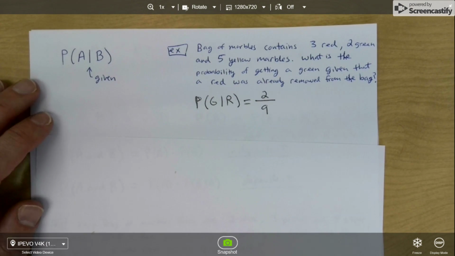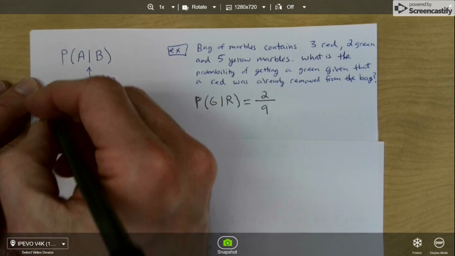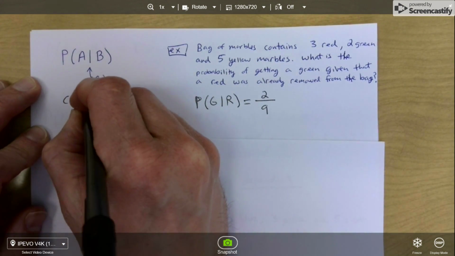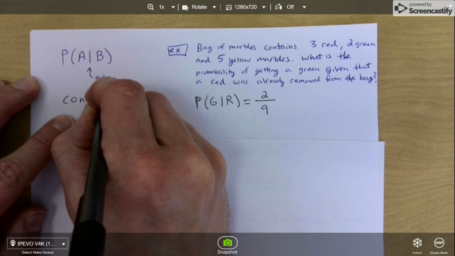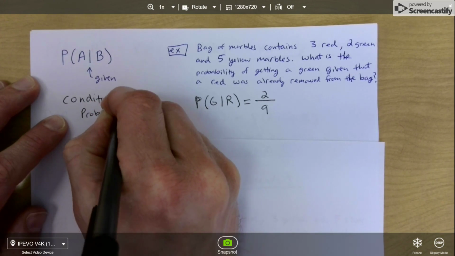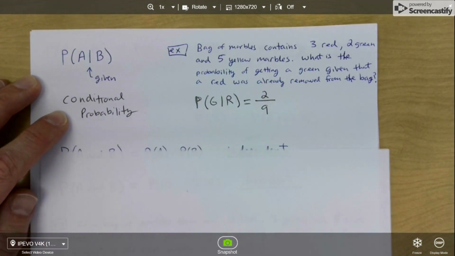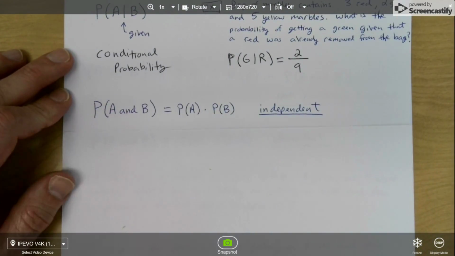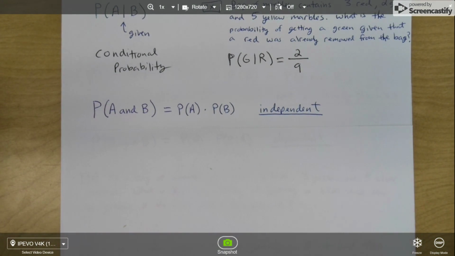Let's move on. That's the given, if you notice, the given probability, which is also called conditional probability. Okay, so I'd write that down. That's called conditional probability. All right, the next thing that we had was we talked about independence.